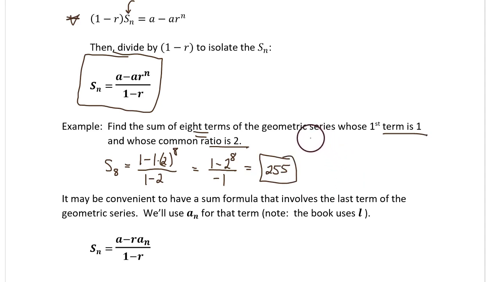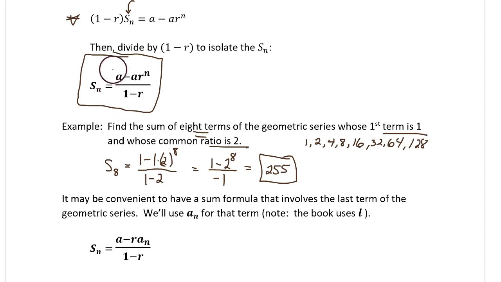If you wrote out 8 numbers where the first number is 1, and you multiply by 2 to get each number, you would have 1, 2, 4, 8, 16, 32, 64, 128, and then added those numbers up, it would be 255. The point is that the formula gets us that answer faster than actually listing out all the numbers and adding them up by hand.